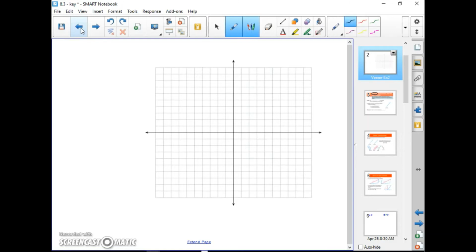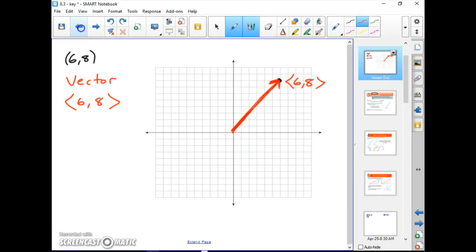If I told you to graph the point (6, 8), I think you would have no problems graphing it. You go 1, 2, 3, 4, 5, 6, then 1, 2, 3, 4, 5, 6, 7, 8. Point (6, 8), right there. But vector notation is going to look like this. It still uses that point (6, 8), but we're going to draw an arrow from the origin up to that point and make sure to stop. So that looks like the vector (6, 8).